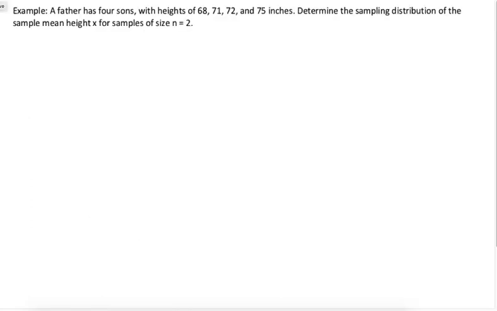All right, so in our example, it says a father has 4 sons with heights 68, 71, 72, 75 inches. Determine the sampling distribution of the sample mean height x̄ for the samples of n equals 2. Okay, so this would be our samples.